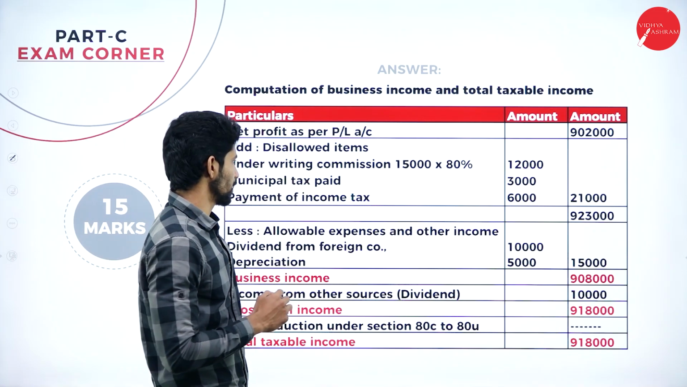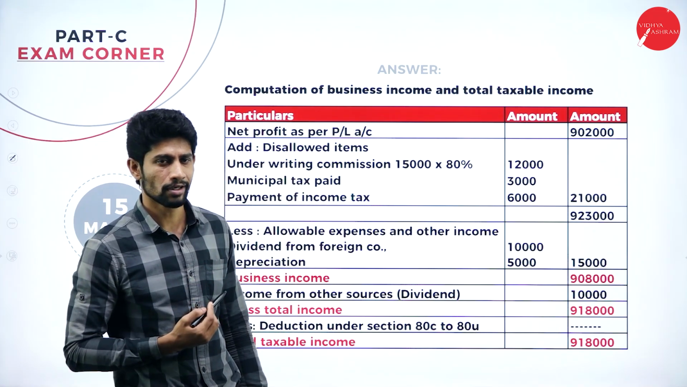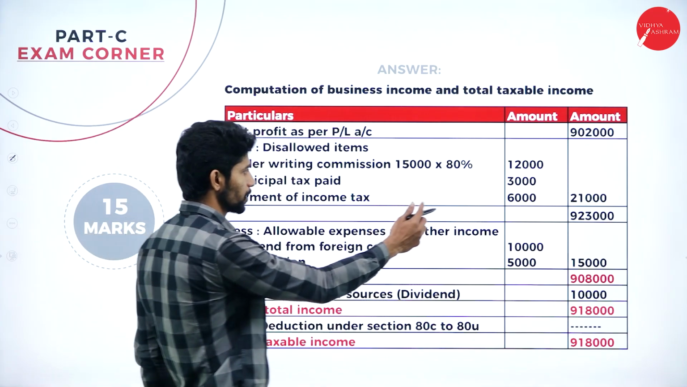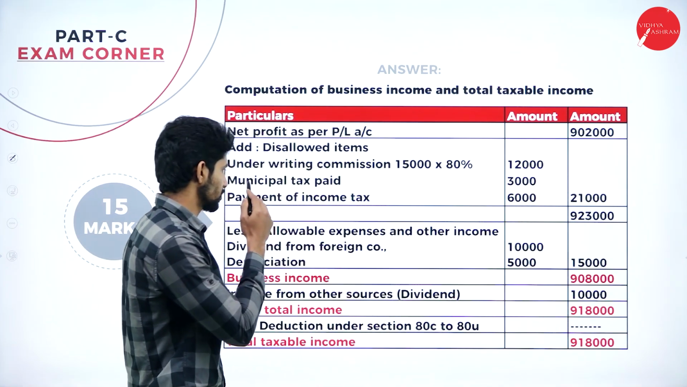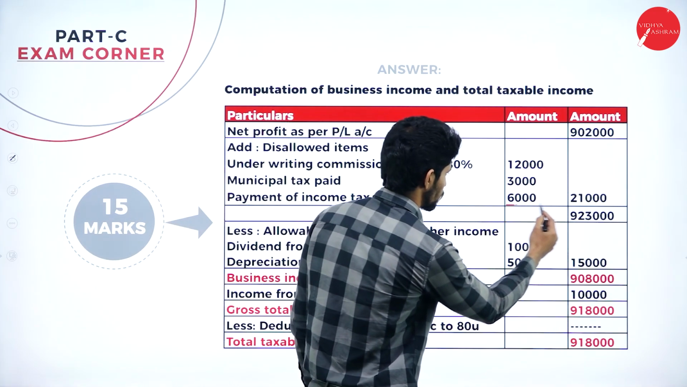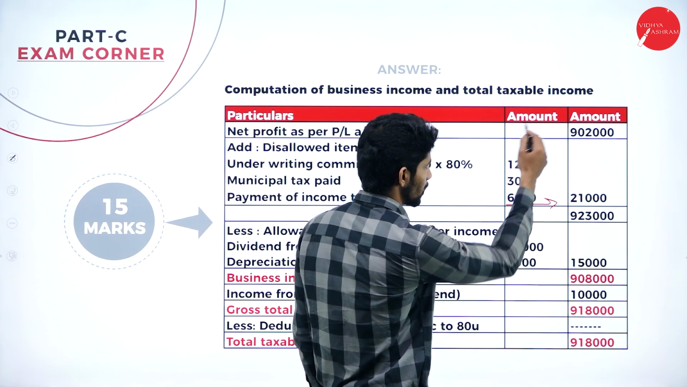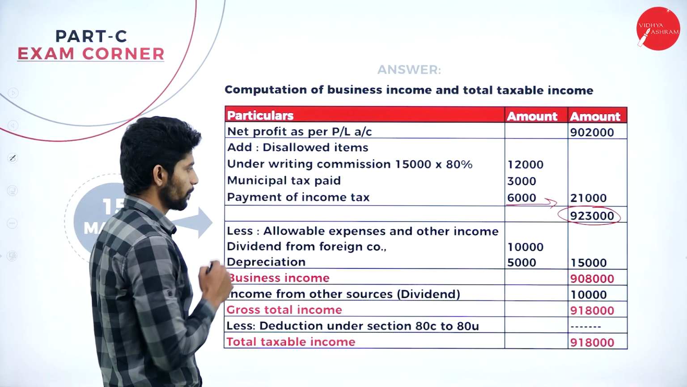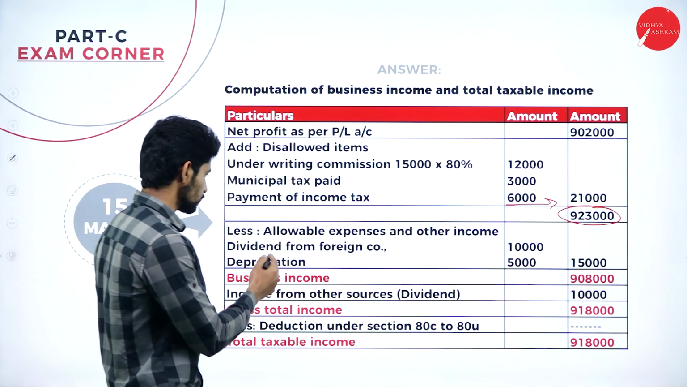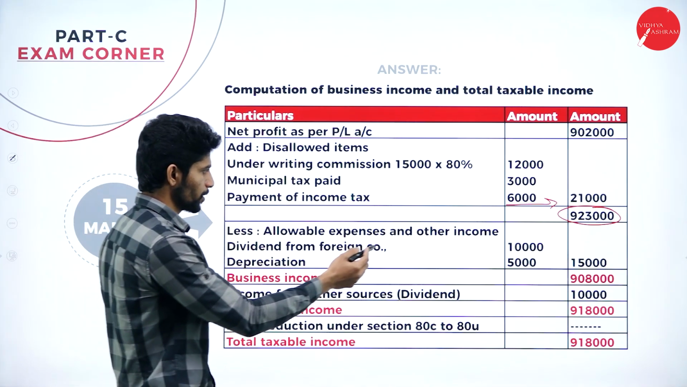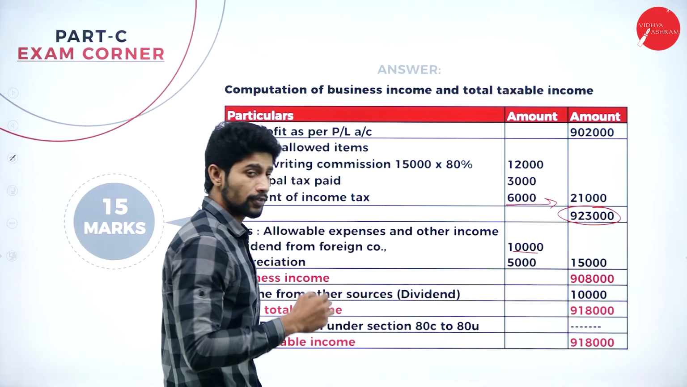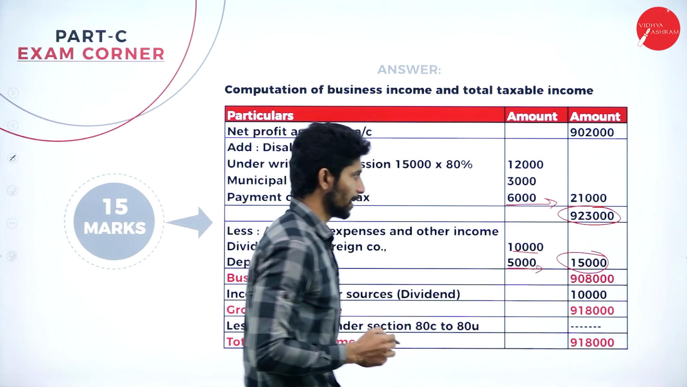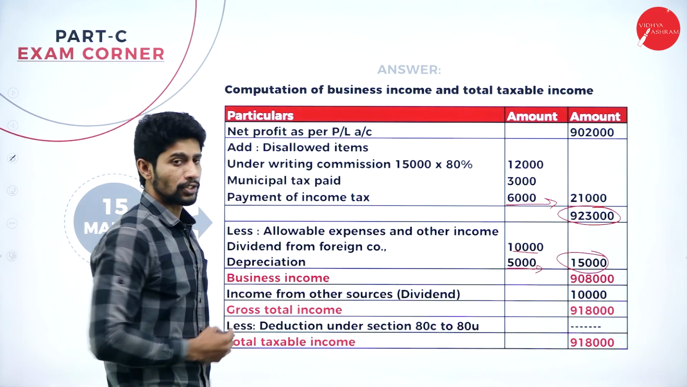Next, add disallowed items. In that underwriting commission, 80% of 15,000, you will get 12,000. Next, municipal tax paid. What is the municipal tax paid in the problem? Rupees 3,000. Next, payment of income tax 6,000. Altogether 21,000. Add 21,000 with 9,02,000, you will get 9,23,000. Next, less allowable expenses and other income. So dividend from foreign company is rupees 10,000, and depreciation we are supposed to deduct an extra 5,000 rupees, totally 15,000. So balance 9,08,000.